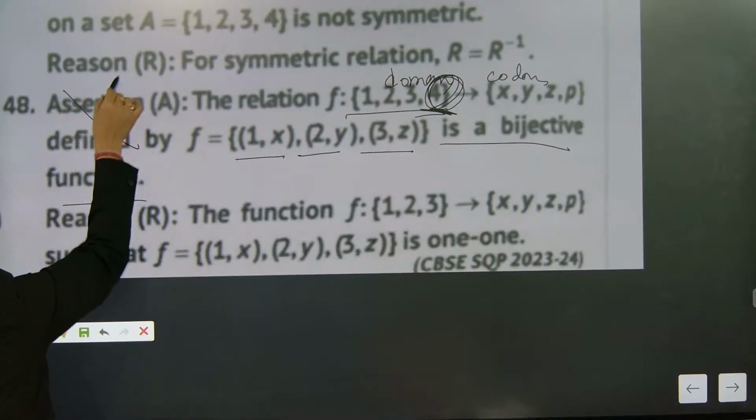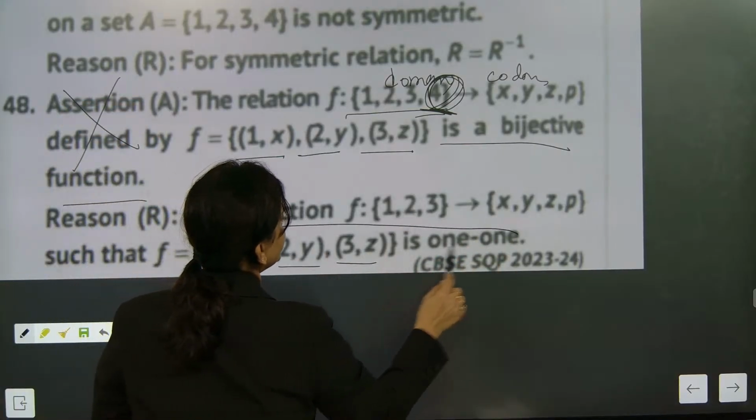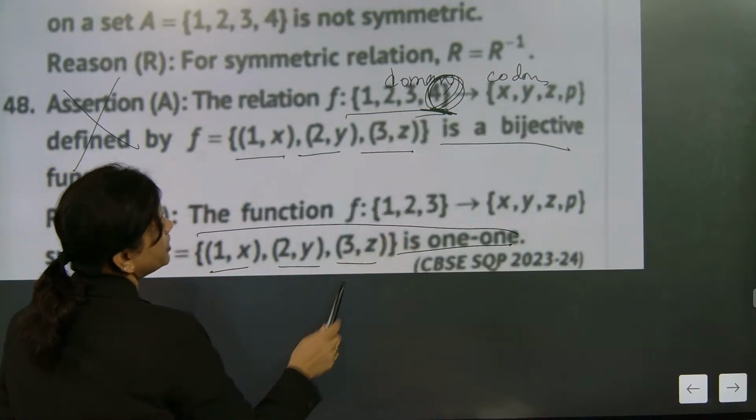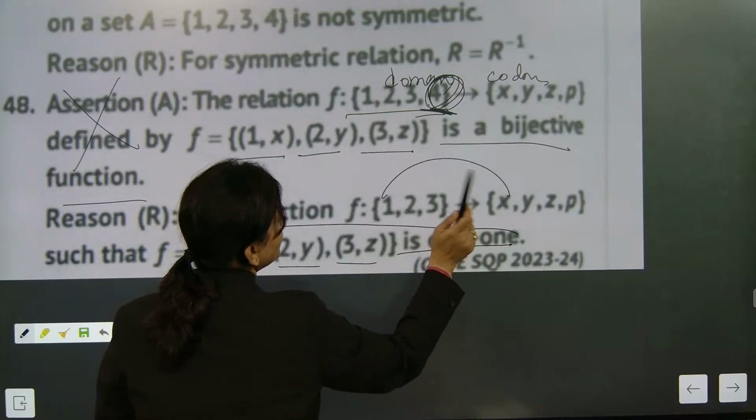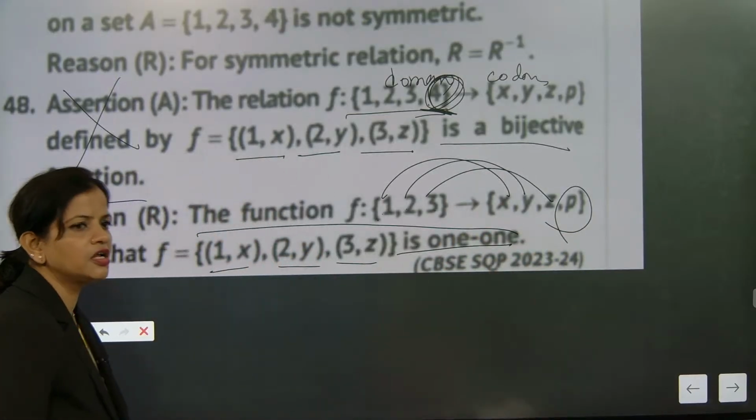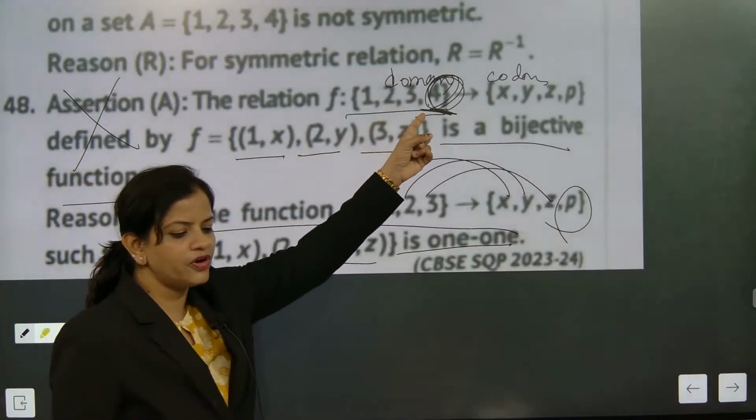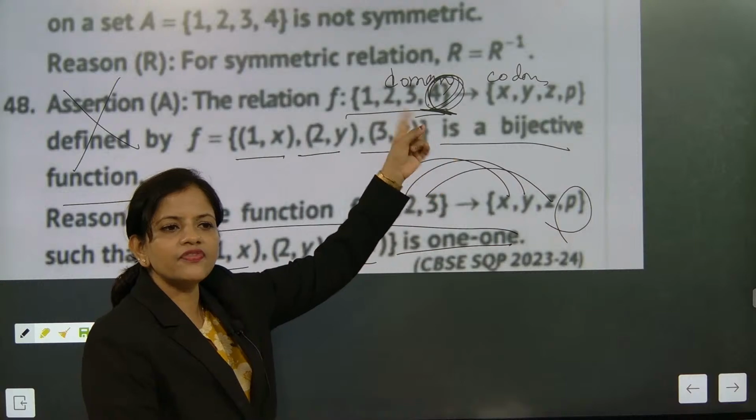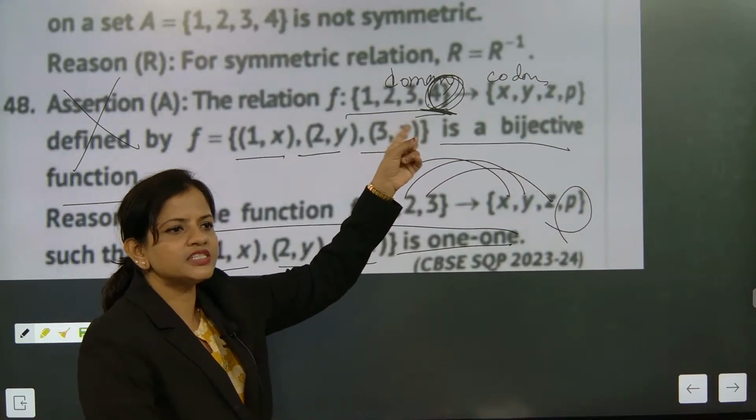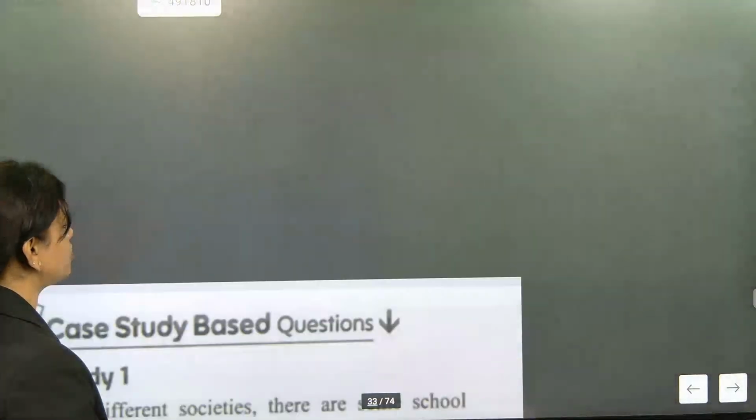So the assertion itself is true. The function will have (1,x), (2,y), (3,z) and is one-one. This statement is true. That is, the function has elements 1, 2, 3, not the fourth element. Then 1 is mapping with x, and one element is left. So is it a function? But what type of function? One-one function. But here it is not a function because one thing is missing: 4, as a domain element, must always be mapped. But here the domain element is never mapped. So since the domain element is not mapped, it is not going to be a function.